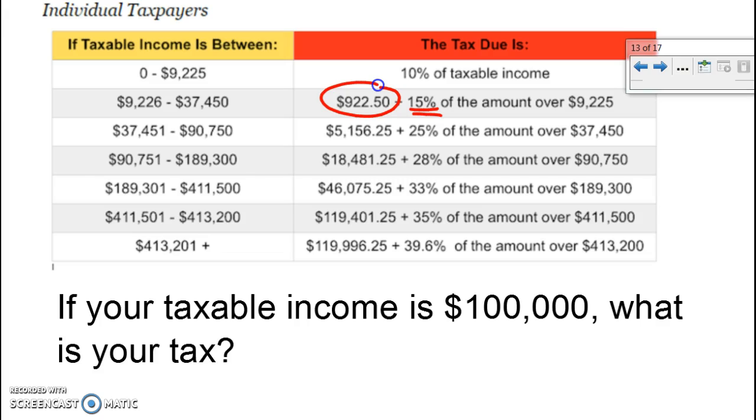So take a minute and calculate it. If your taxable income is $100,000, what is your tax? Pause so you can calculate it. If you came up with $21,071 approximately, that would be about the right amount. You would see very quickly that somebody with an income of $100,000 fits into this bracket. So they would pay $18,481.25, and then you would calculate 28% of their remaining income. That's what would give you their total tax bill.